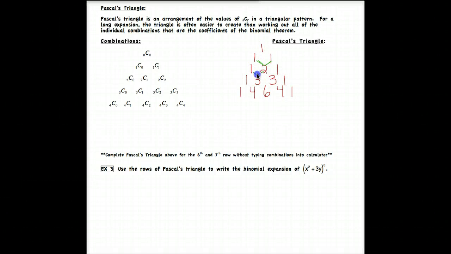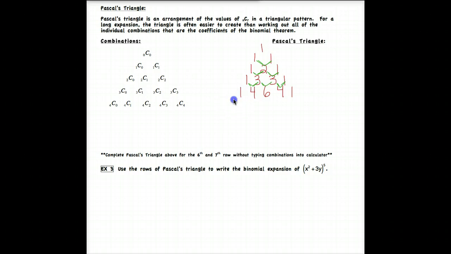So these two are how I got the 3. These two got me that 3. These gave me the 4. 3 plus 3 gave me the 6. 3 plus 1 gave me the 4. So what you should do now, pause it and do the next rows without typing in any combinations. So just use this pattern to fill out the next 2 rows of your Pascal's triangle.